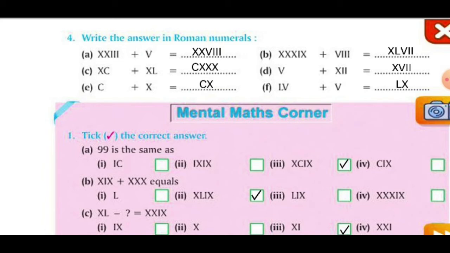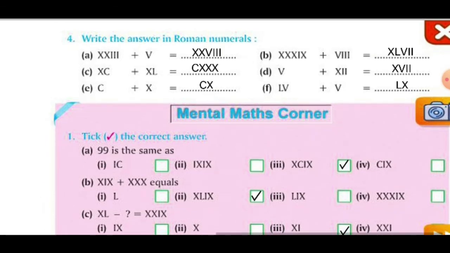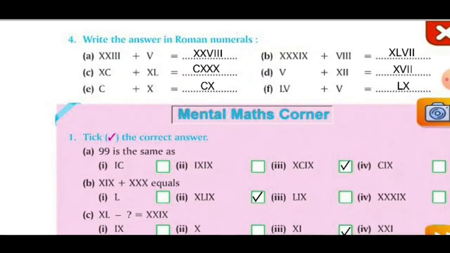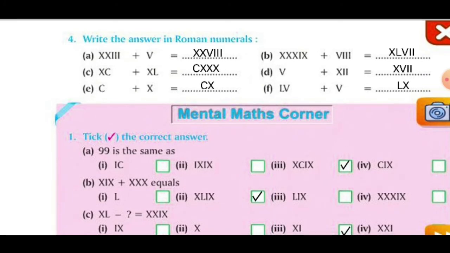C. XC plus XL. XC is 90 plus XL is 40. Answer is 130. 100 means C followed by 3 X's. CXXX. And then D. V plus XII. V is 5 plus 12. It becomes 17. XVII. E. C plus X. C is 100 plus 10. The answer is CX.